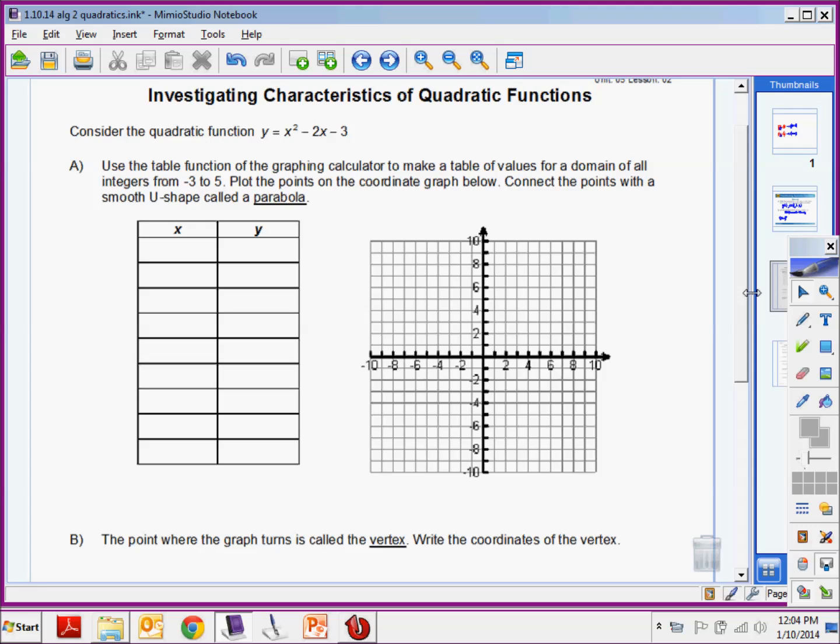You're supposed to work with the table. You may need a calculator. Put the equation in a calculator, and you're filling in the table and sketching the graph. You should have your notebook.